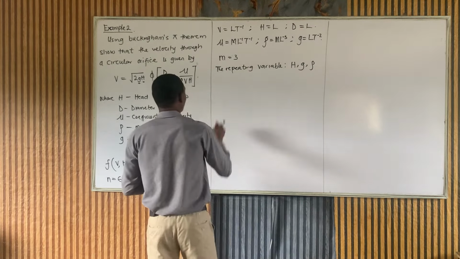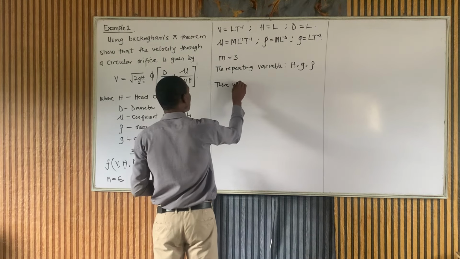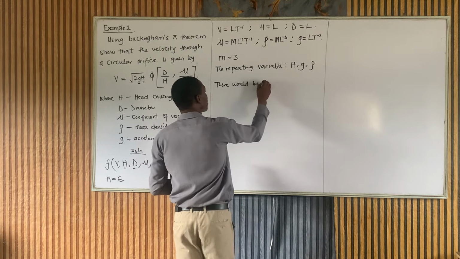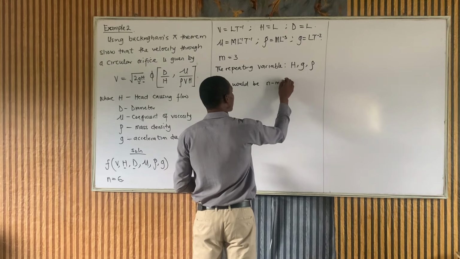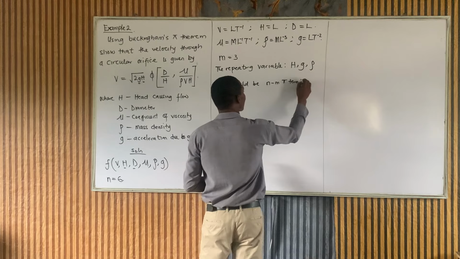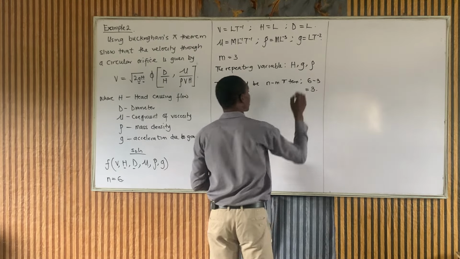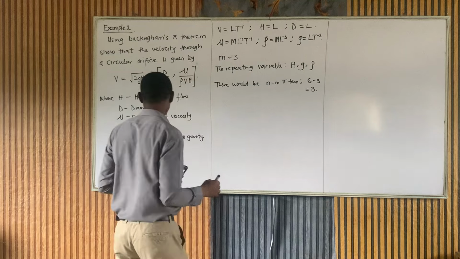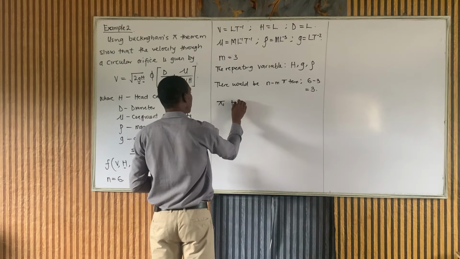The next is, how many pi terms do we have here? There would be n minus m pi terms. That is 6 minus 3, which is 3. So the next thing here is to get the pi terms. Now let's get the pi 1 term.